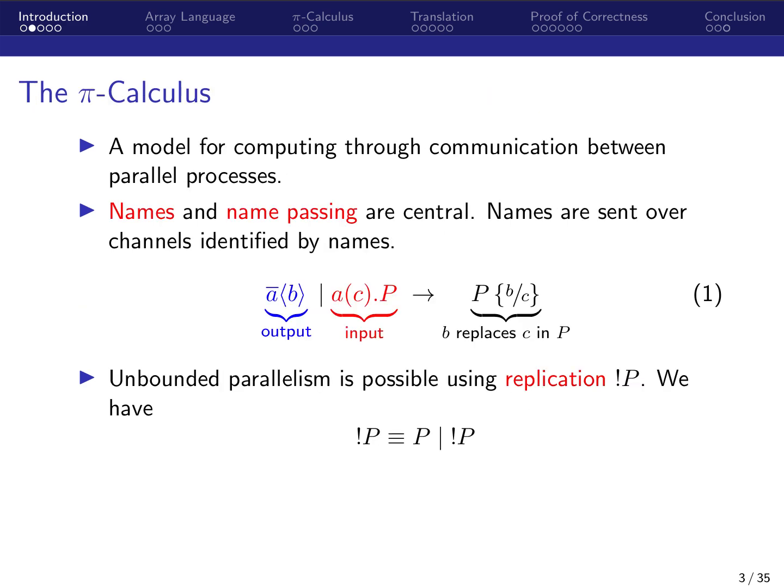Now, the Pi calculus was introduced by Milner, Parrow, and Walker in 1990, and it's a model for computation that uses parallel processes, parallel composition, and the notion of names is completely central, and so is name passing. Names are sent over channels, and channels are named. The central notion is the one that we see here. We've got an output. We output the name B on the channel A. Another parallel component receives on channel A a name, binds it to C, and if these two processes interact, we get P, where B replaces C.